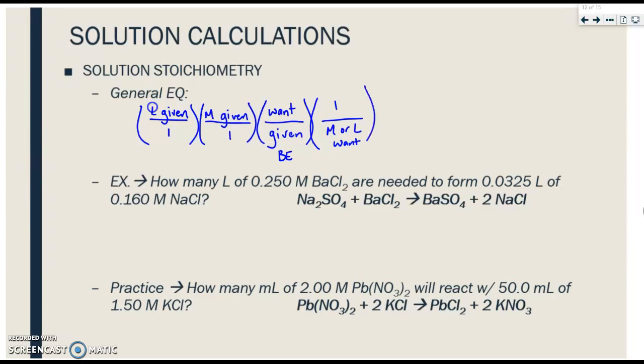Okay, these problems are going to provide you with 3 numbers. The given is the one that you have both the molarity and the liters or milliliters for.